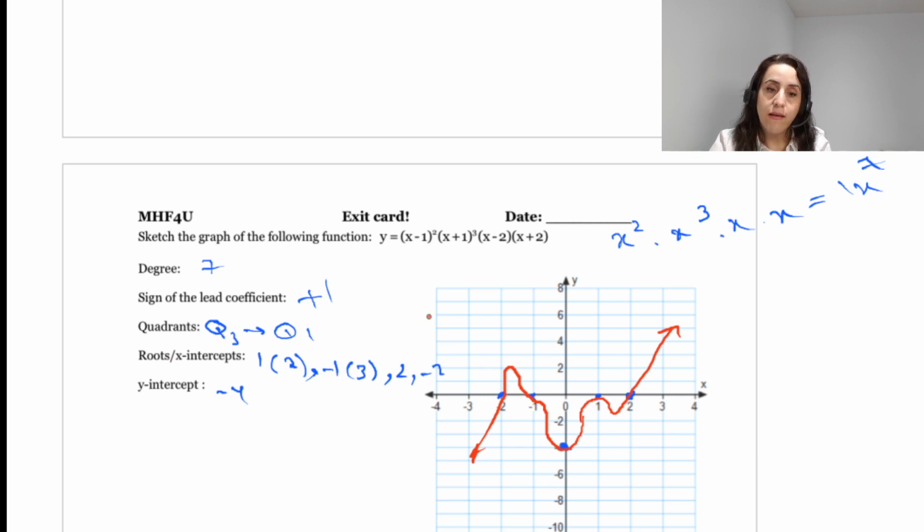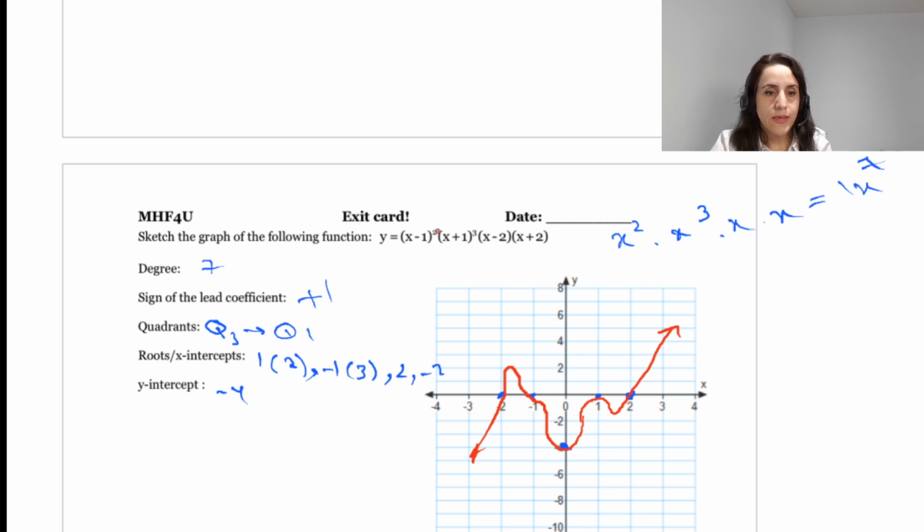Because the degree is odd, the ends go in opposite directions. The leading coefficient is positive, so it goes from quadrant 3 to quadrant 1. How about roots? I have root 1 with order 2, root negative 1 with order 3, root 2, and root negative 2.